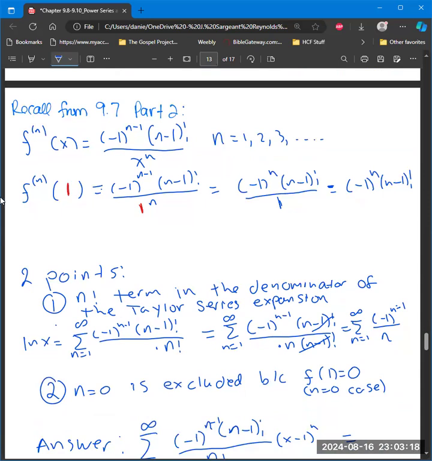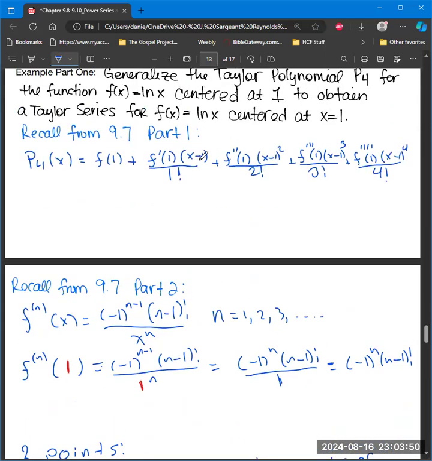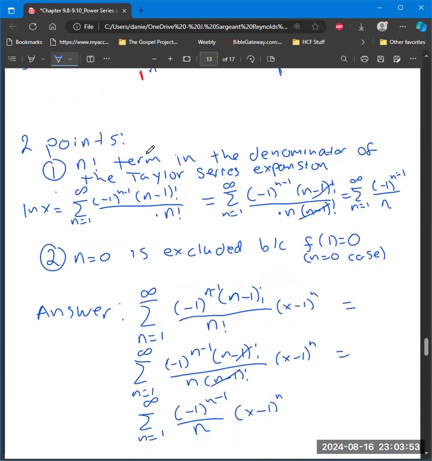But we do want to go ahead and plug in our x value here that we're centered at, so that we can get rid of this x to the n part down here. And that's going to be -1 to the n minus 1 times n minus 1 factorial over 1 to the n. 1 to the n is going to be 1, leaving us with -1 to the n minus 1 times n minus 1 factorial. That is what my nth derivative at 1 is going to be for this function centered at 1. So 2 points here. There's an n factorial term in the denominator of the Taylor series expansion that we can't forget about.